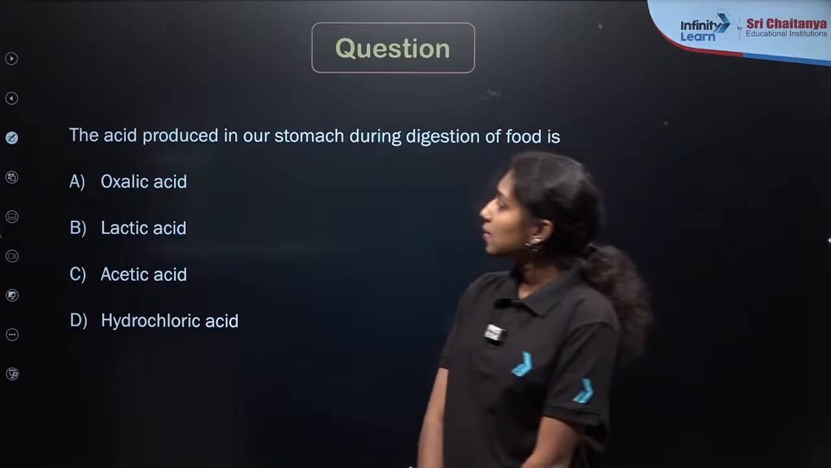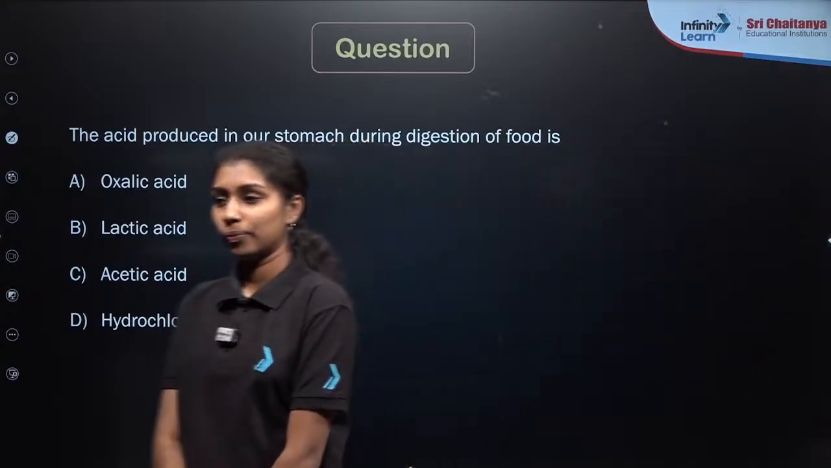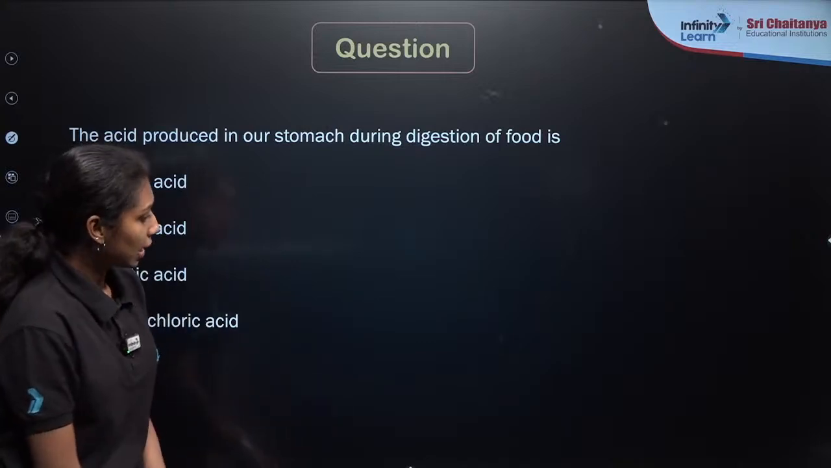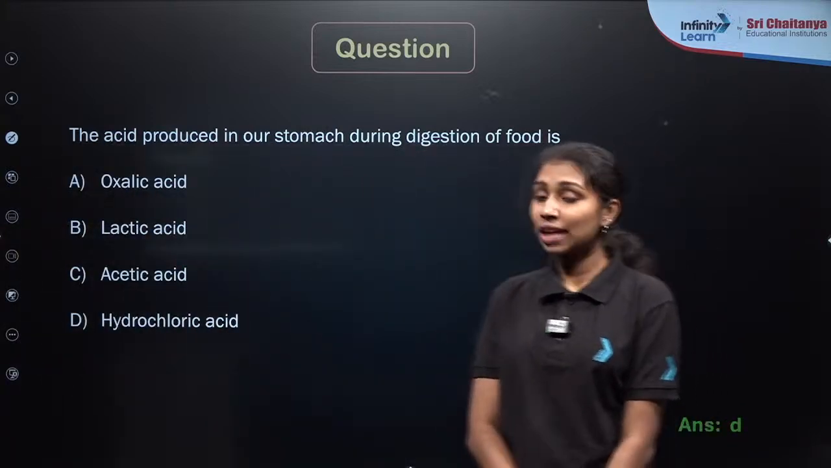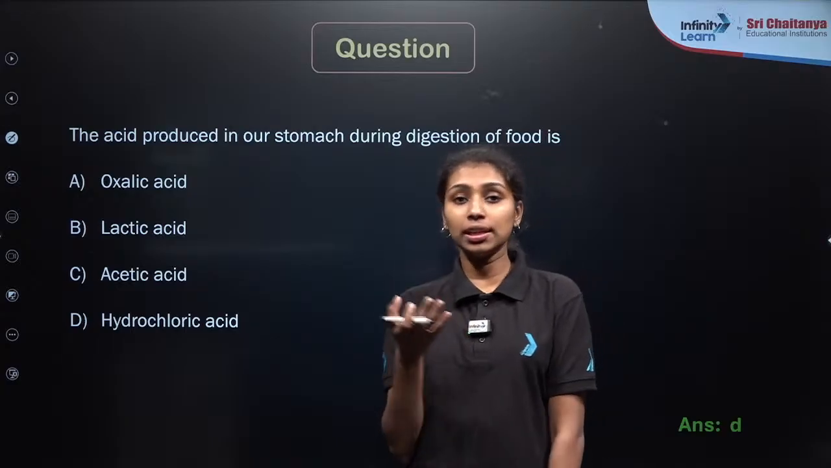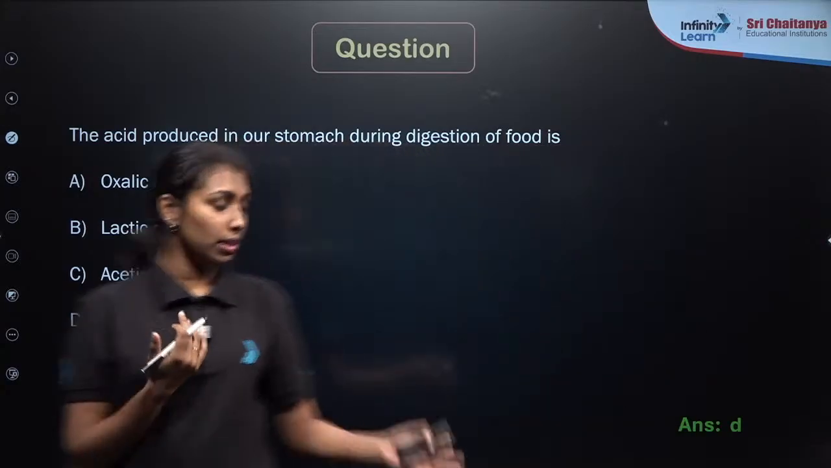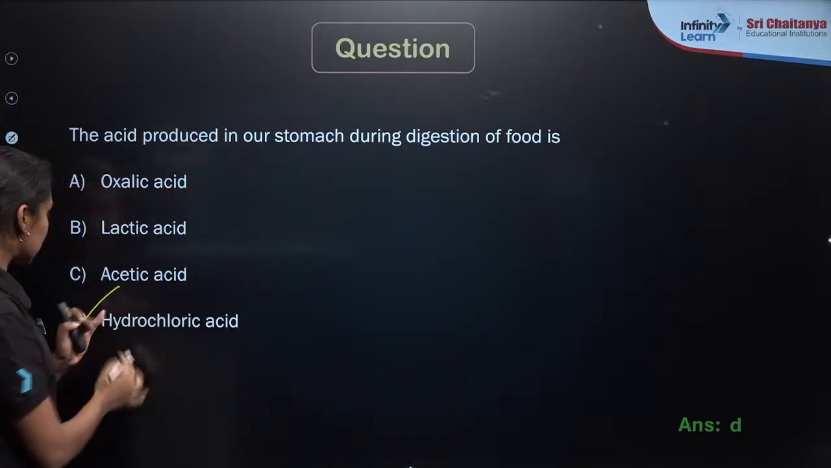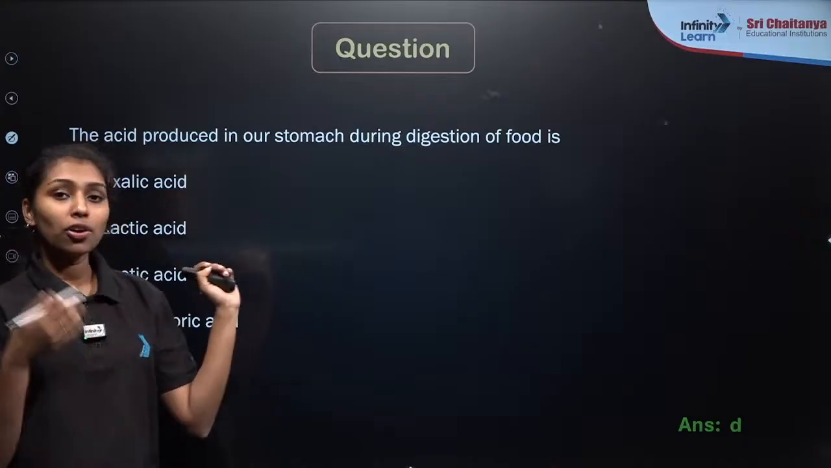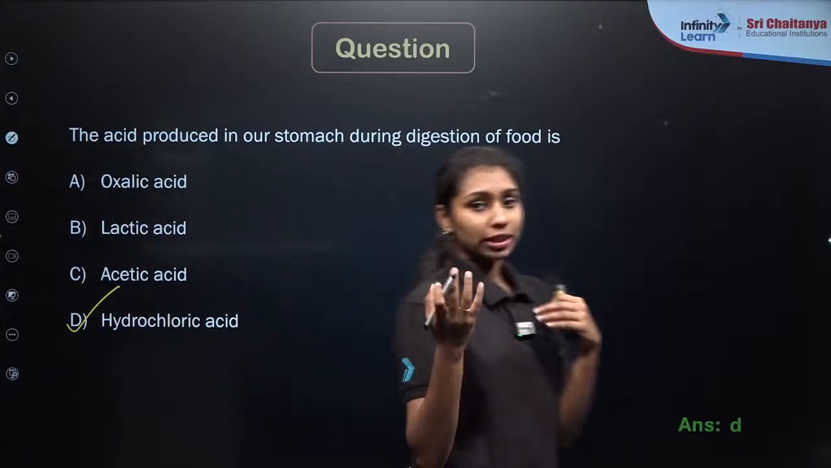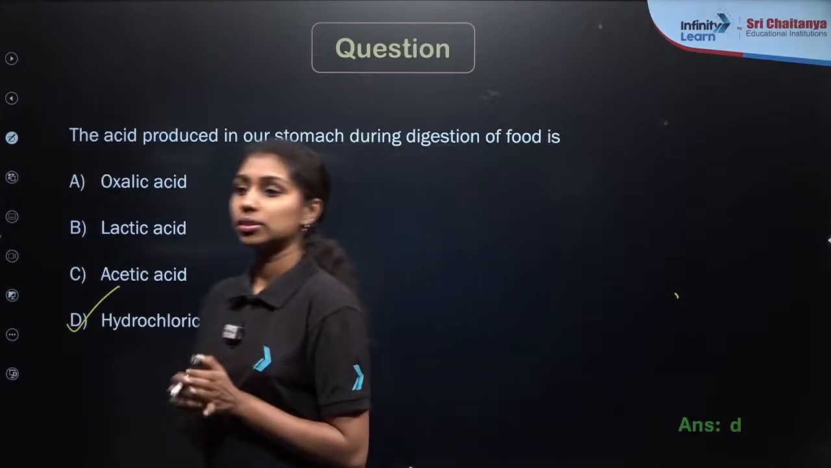The acid produced in our stomach during the digestion of food is? Yes, option D is the answer, that is hydrochloric acid. So in order to answer these types of questions, you must have an idea about the different acids which are present in different components like milk, fruits and everywhere. So here option D will be the correct answer, that is hydrochloric acid present in your stomach during digestion. Even if you are not eating any food for a long time, hydrochloric acid is produced in the stomach. Clear?